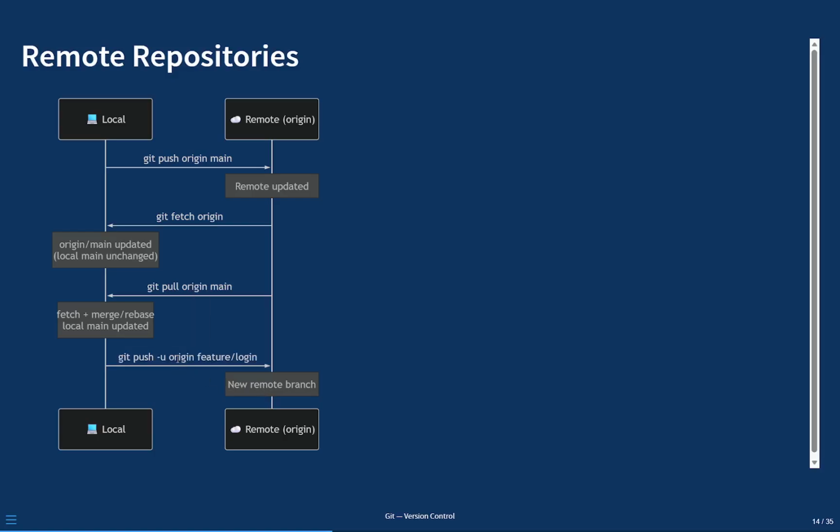which can create unexpected merge commits if your local branch has diverged. git push -u origin feature/login pushes a new local branch to the remote and sets up the tracking relationship. The -u flag means subsequent git push and git pull commands on that branch will automatically know which remote branch to talk to.